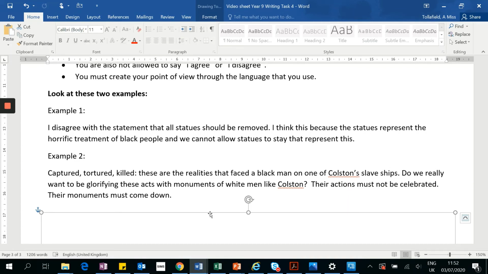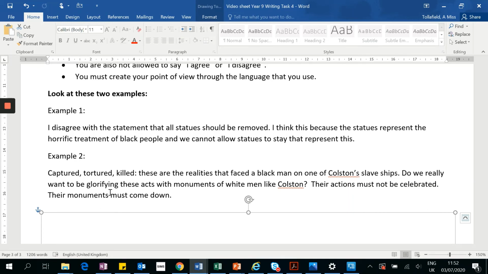In this second example, the student opened with a triplet. That's just 3 powerful verbs: captured, tortured, killed. And it's followed by a colon. Just notice that after a colon, you use a lowercase letter. So straight away, the reader is engaging with the emotional effect of what men like Colston did. These verbs are harsh sounding. That D sound on the end makes it harsh. And they therefore suggest the pain and suffering that these men faced.